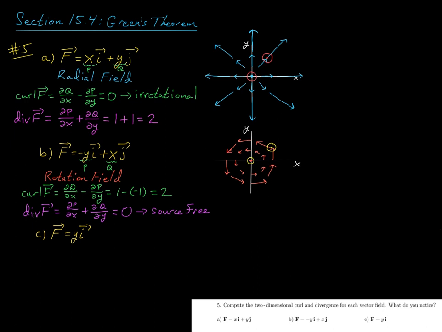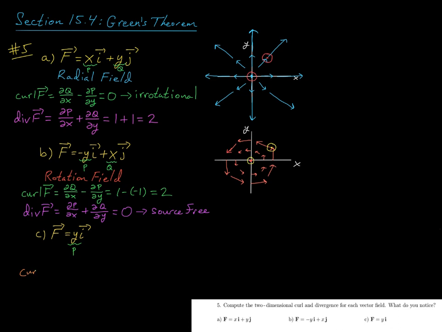All right, great. And so now lastly, C, F is just y i. So pretty simple vector field here. We just have our P is y here in this case.